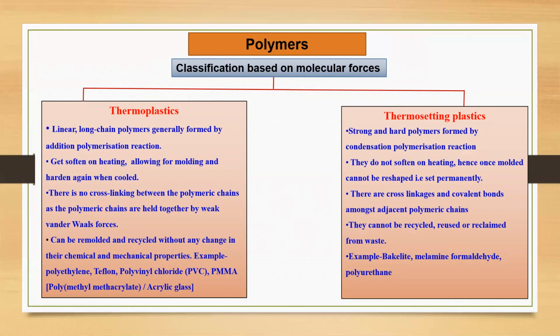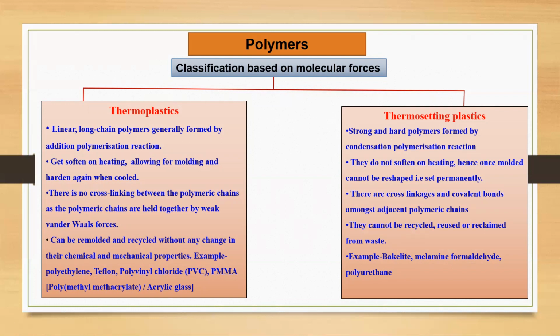Now, the major advantage of these thermoplastics is that they have very good shelf life. For example, I purchase a monomer someday, but I plan to polymerize it later on. So we can easily handle that in the case of a thermoplastic. Now coming to thermosetting plastics. These are strong and hard polymers as they are formed by condensation polymerization reaction.